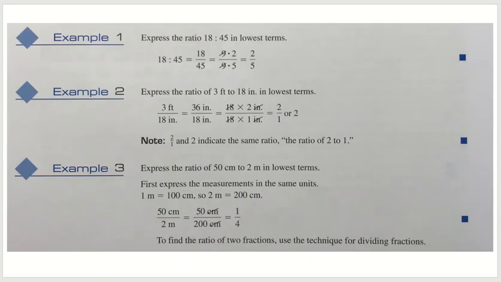Here's a couple of examples to take a look at. This is the ratio of 18/45. Both 18 and 45 can be divided by 9 to reduce it down to 2/5. Here is one where the units are not the same, feet to inches, converting 3 feet to 36 inches, and then finding the lowest terms there. Here's one with meters and centimeters. So take a look at the examples. Make sure you understand that before you go on to taking the quiz.